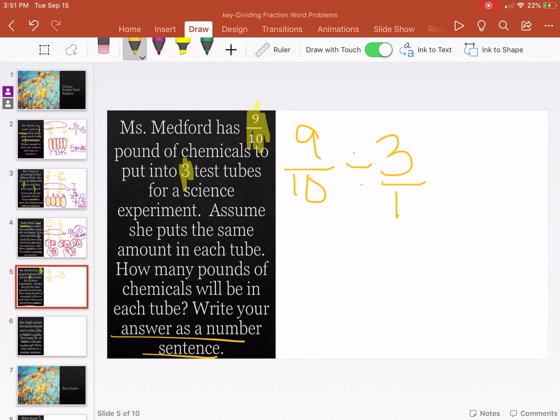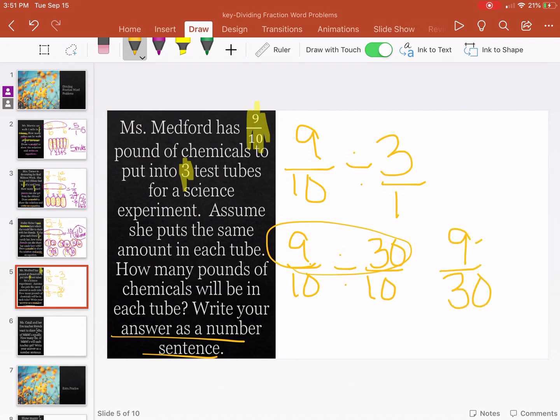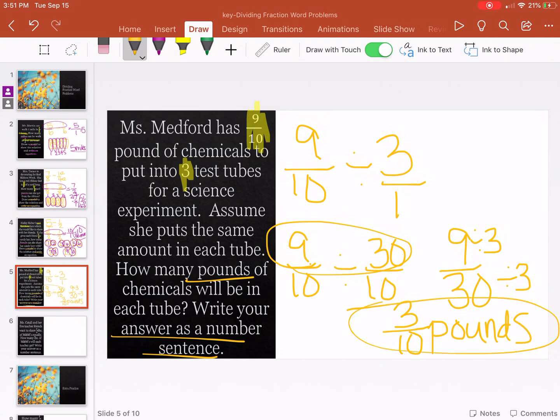Remember, this becomes 3/1. Let's get a common denominator. So it's 9/30. Divide the tops. So 9/30, though both can be divided by 3. So 9 divided by 3 is 3. 30 divided by 3 is 10. 3/10 pounds. Okay, let's look at the next one.